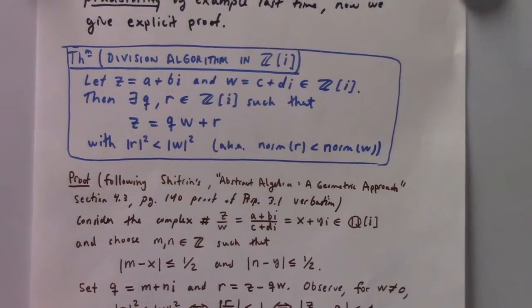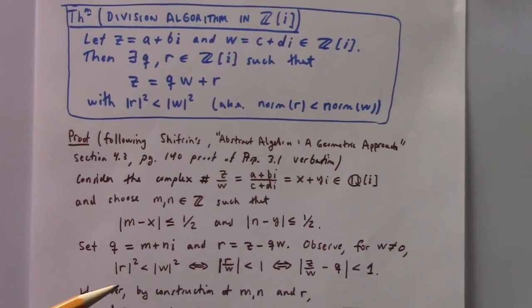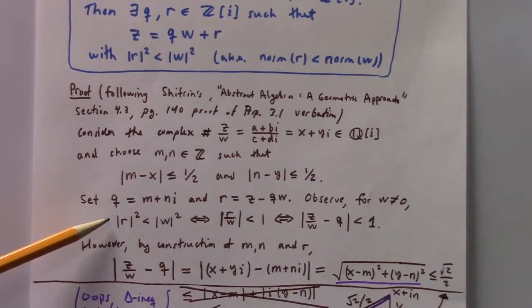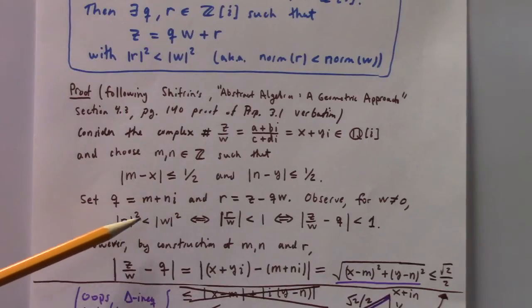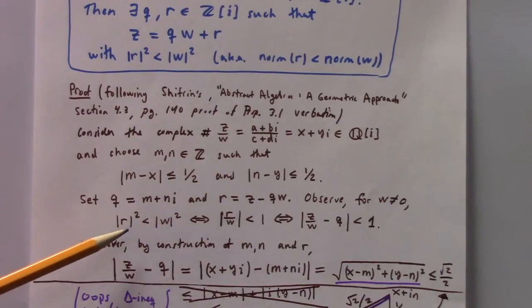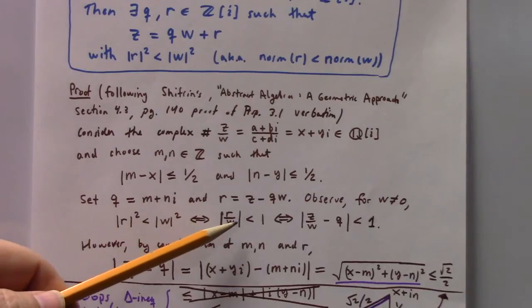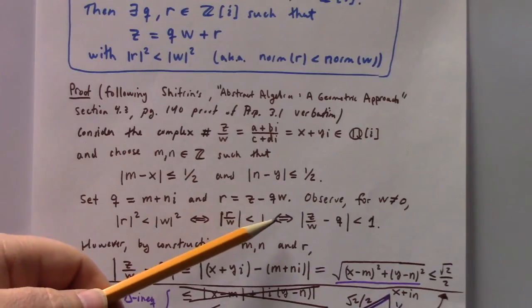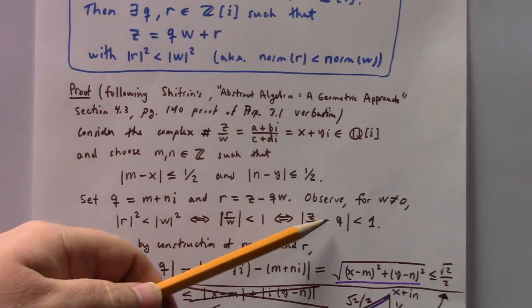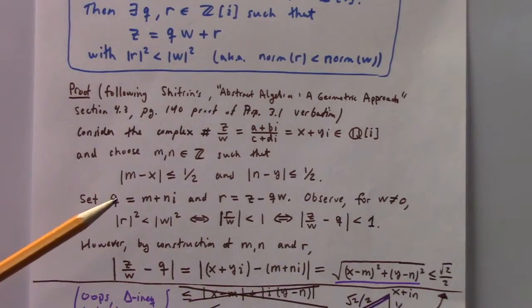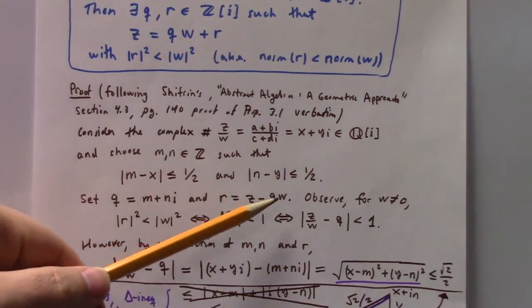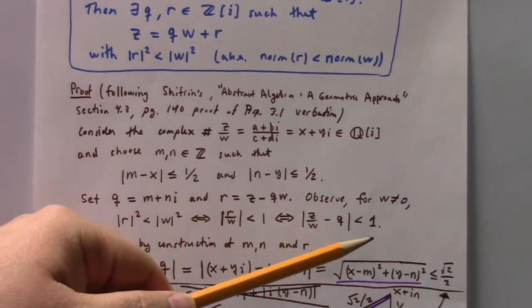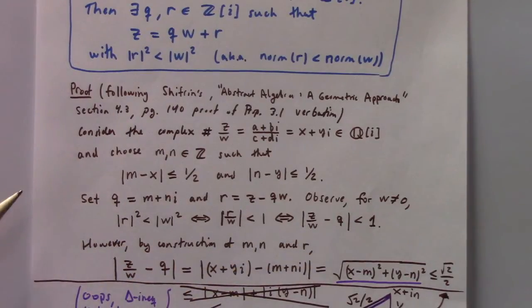Well, notice this list of equivalencies here, right? Let's pan down a little bit. All right. So the norm of r less than the norm of w is equivalent to saying the norm of r over w is less than 1, because we know w is non-zero here. But that's the same as saying that the norm of z over w minus q is less than 1, because remember that r was defined right here to be z minus qw, so the w's cancel on the q and just leaves you that. Okay, so that's one thing. Store that for future use here.